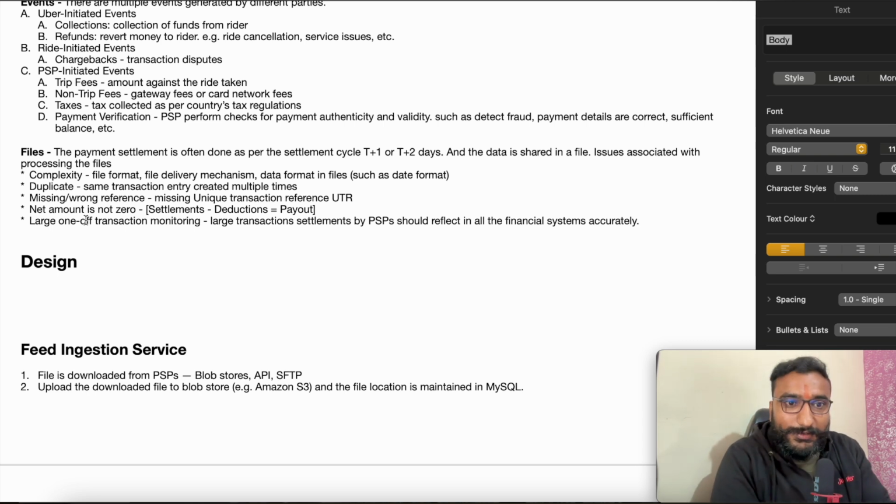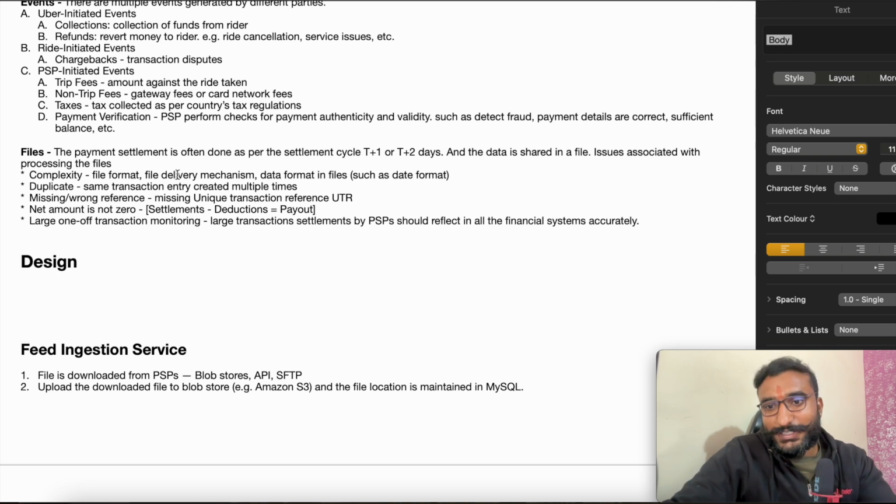Now, file format is one thing, as there are different file formats. Delivery mechanism is another thing. One system delivers it via API, another uploads it to an SFTP server and then we have to download from there. Another could upload it to their S3 bucket or any other blob storage where you have to download from there. So, multiple mechanisms.